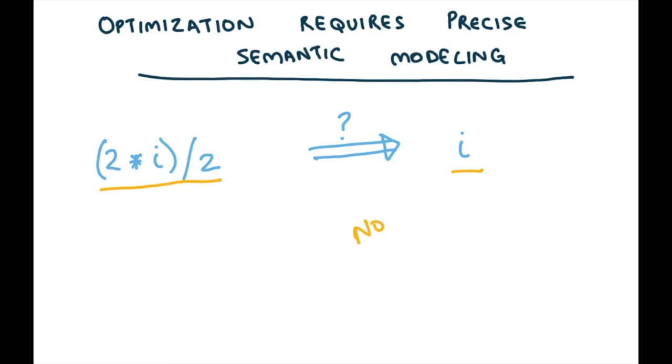And why is it a no? Because imagine if I was a quantity that was larger than half of the maximum value that can be stored in a C integer, in which case 2 into I would overflow, and depending on the semantics, it may happen that the topmost bit is lost because of 2 into I, and so the value of 2 into I by 2 would be different from the original value of I. It would probably be something that has the topmost bit removed, turned to 0. So you can't do these kinds of things, which points out that optimization requires precise semantic modeling.